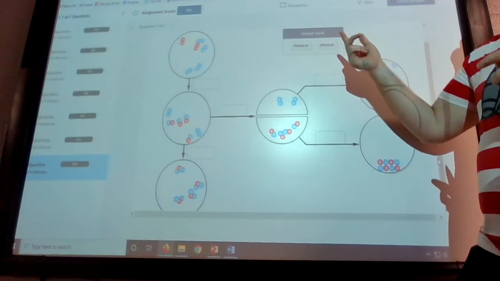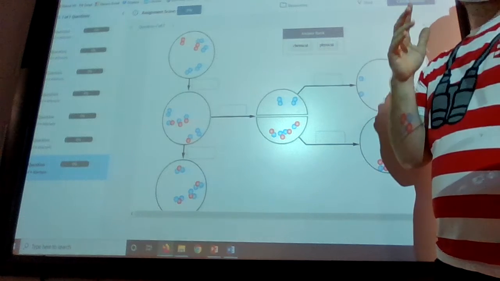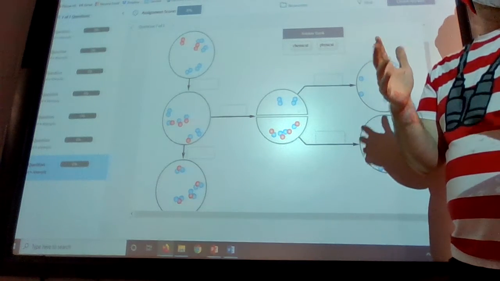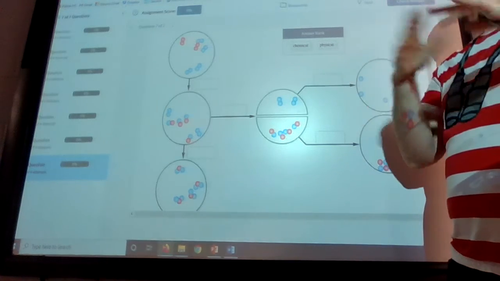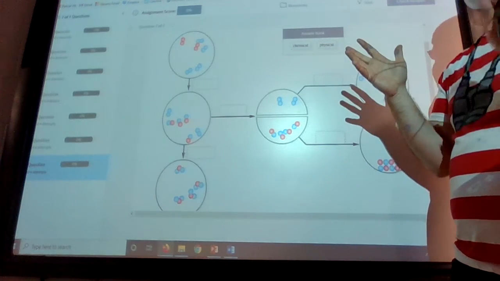So remember, with chemical changes, you're changing the chemical formula. You're making it into a new chemical. With physical changes, you're just really moving it around to make it look a little different.